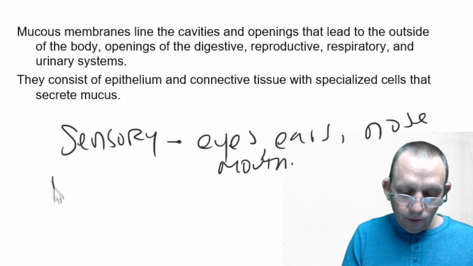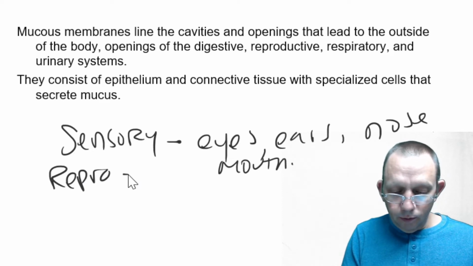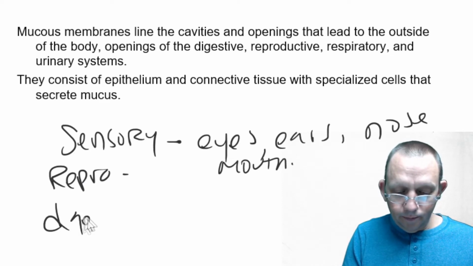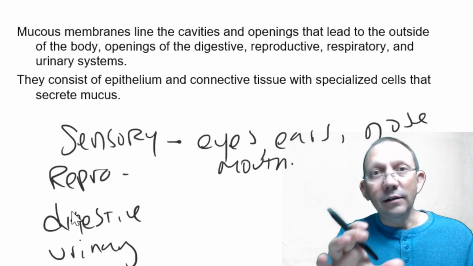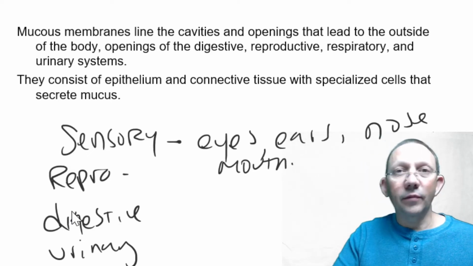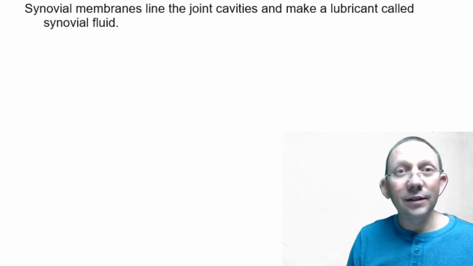Okay, and then we have reproductive, and digestive, and urinary. All of these openings here will have specialized cells that make mucus. Okay, so let's go on to the next one. That brings us to synovial membranes.